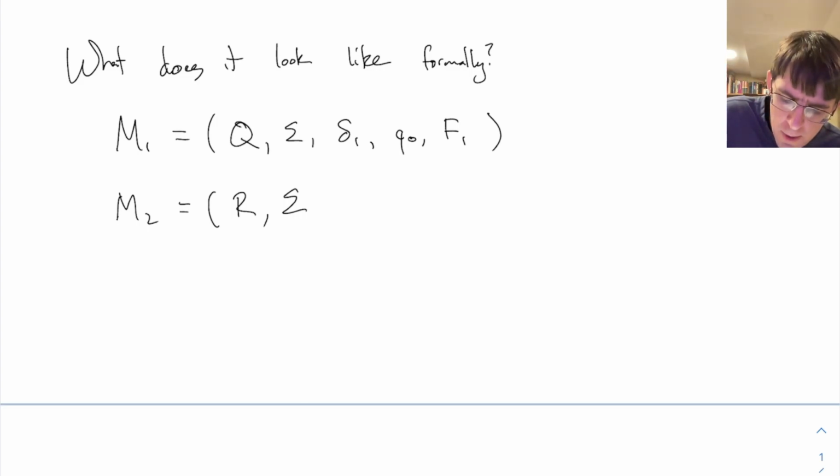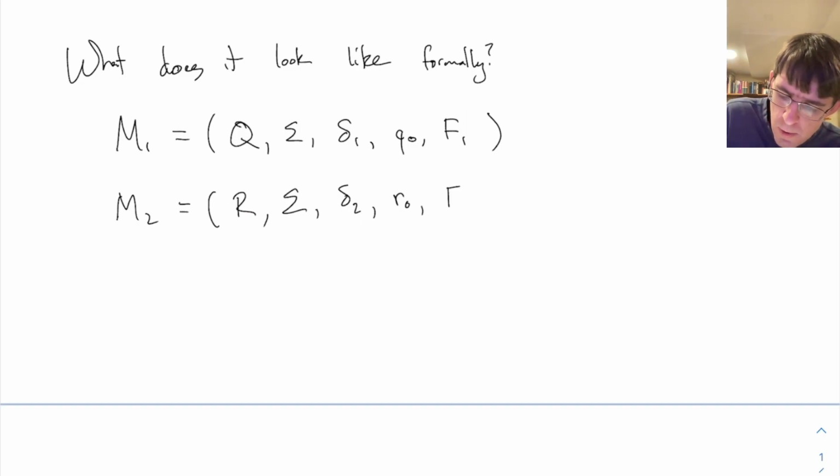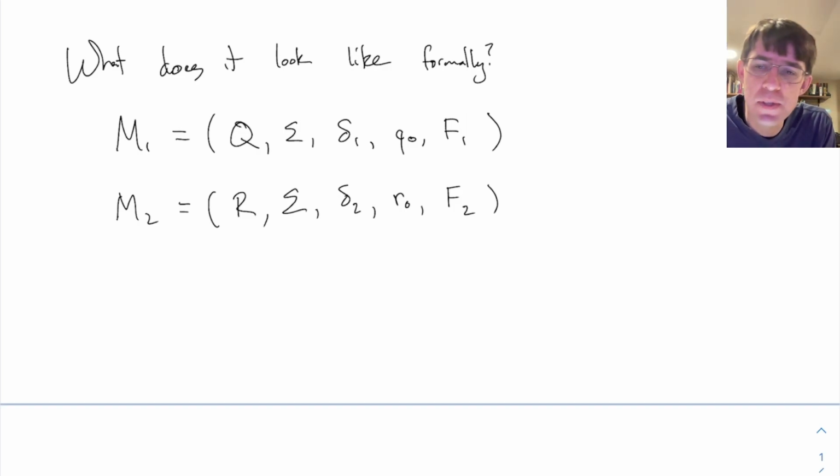All right. Anyway, the transition function, I will call this one delta 2. Remember, that represents what the arrows look like. And then Q0 was the starting state of the first machine. This one I'll call R0, just because the states here are called R. And then the set of accepting states I will call F2, the accepting states for the second machine.